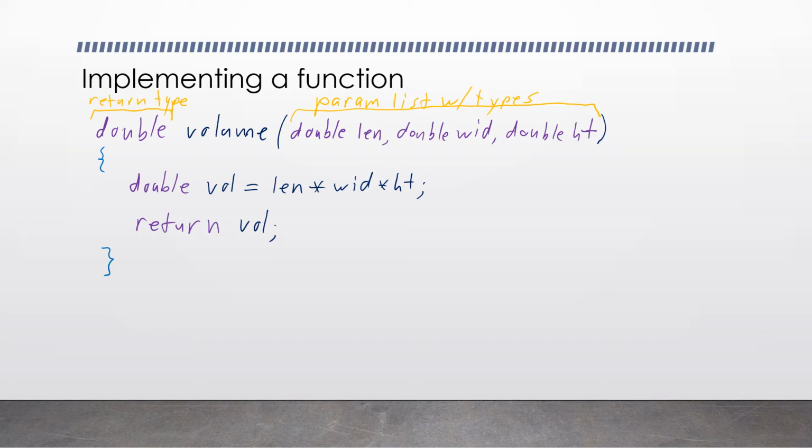Now notice that even though all three of my parameters are type double, I have to use the word double each time I declare a parameter. I can't just say double len width height. Obviously here is our function name. And then we have to have a return statement that matches our return type. If I tried to return a string instead of a double, the compiler would yell at me.